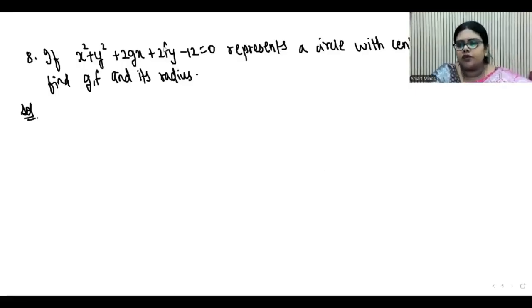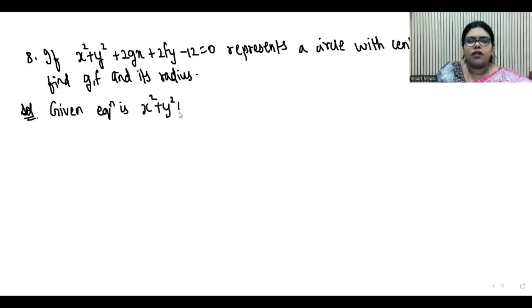Take the next question, question number 8. If x² + y² + 2gx + 2fy - 12 = 0 represents a circle with center (2, 3), then find g, f and the radius. So first let us write the given equation. Given equation is x² + y² + 2gx + 2fy - 12 = 0.